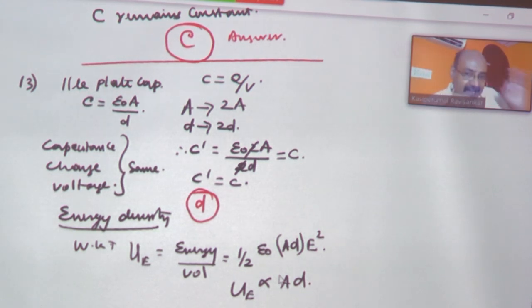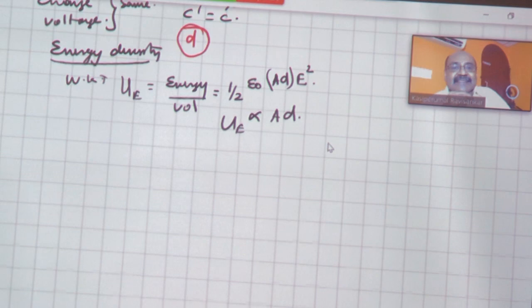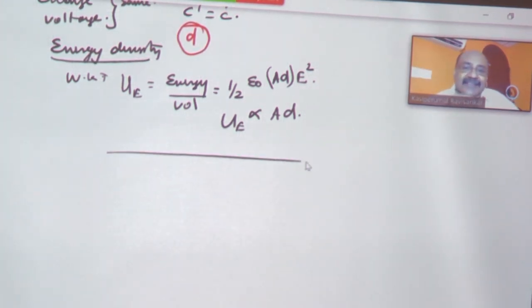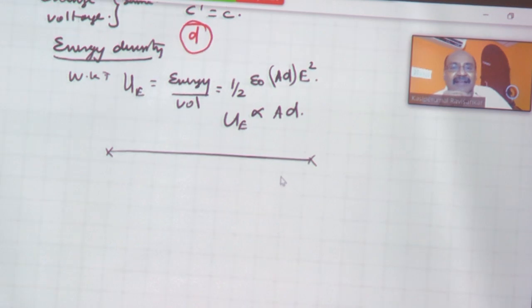So by increasing the area and the distance between the two plates, the energy density of the parallel plate capacitor increases. So in the given answers, the fourth option, option D, is correct. Then what is the next one?